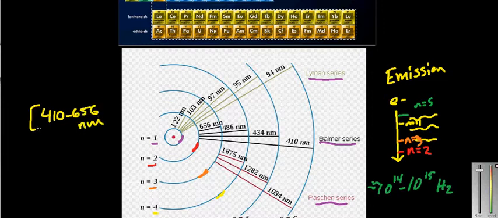Those all fall into our range of visible light, which is right around 400 to 700 nanometers. So these are all the waves that we're really measuring when we're talking about visible light. These waves, when they're emitted, still exist, but we're just not going to see them.